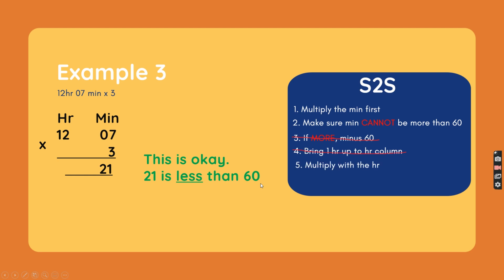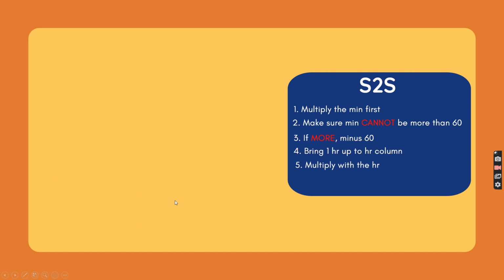And jumping right off to step number 5, multiply with the hour. So 3 times 12 gives us 36, and the answer is 36 hours 21 minutes.